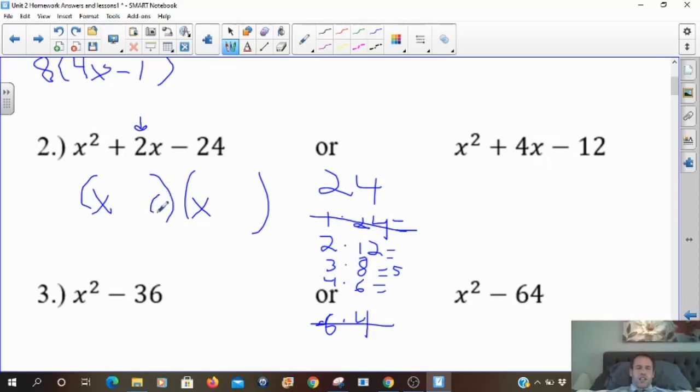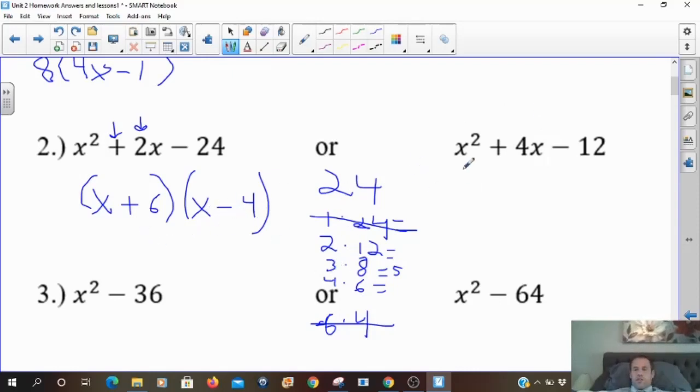Because 6 and 4, 6 times 4 is 24. And then remember that the sign of the middle term goes with the largest number. So that means that it's going to be a positive 6 and a negative 4, because 6 minus 4 is 2. And that's it. So you just want to list all the factors, see what goes there and there.